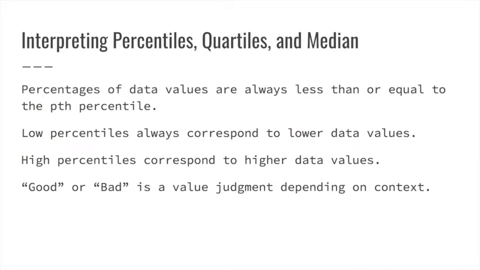Okay, so when it comes to interpreting percentiles, quartiles, and median, you need to understand that some things are always true. Low percentile values are going to mean lower data values. Higher percentiles are going to mean higher data values. Whether high or low is good or bad will depend on the context of the data. Don't automatically assume that a higher percentile is always better. If you're talking about golf scores, you don't want the higher percentile.